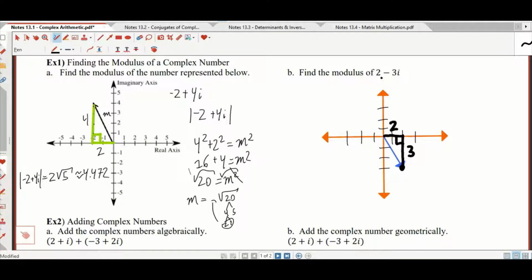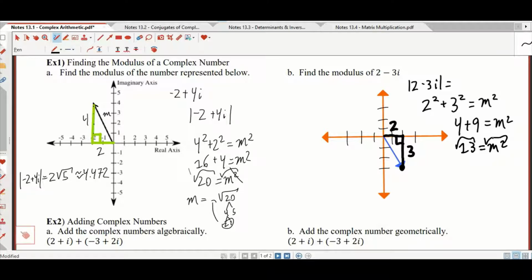And hopefully we're starting to notice a pattern that the modulus of 2 minus 3i is equal to the distance, which we can get from 2 squared plus 3 squared equals that distance squared. 2 squared is 4, 3 squared is 9, 4 plus 9 is 13, take the square root of both sides, and again, we're not worried about the negative result. M is the square root of 13. That is, the modulus is exactly the square root of 13, which is approximately 3.606.